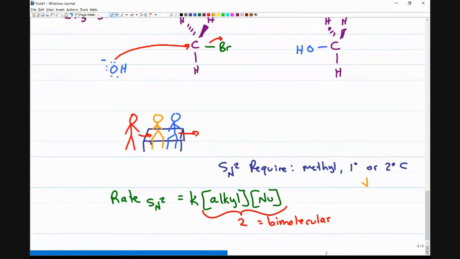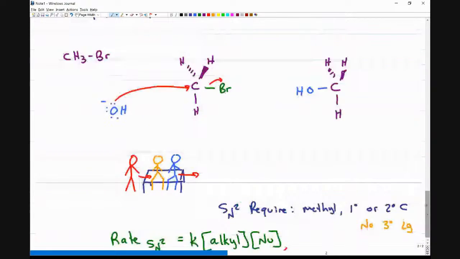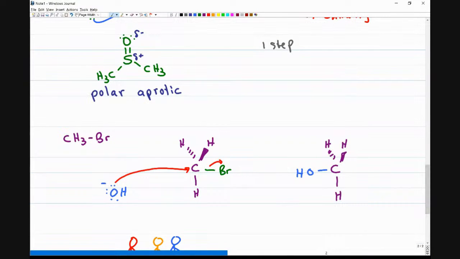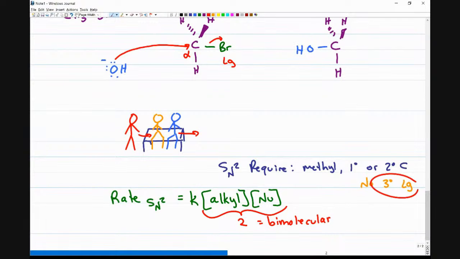SN2 cannot happen with a tertiary leaving group. I forgot to label them before, but the carbon that is holding the leaving group is called the alpha carbon, and this right here, the group that gets kicked out, is called the leaving group. And so no tertiary leaving group, meaning no leaving group that is sitting on a tertiary carbon.